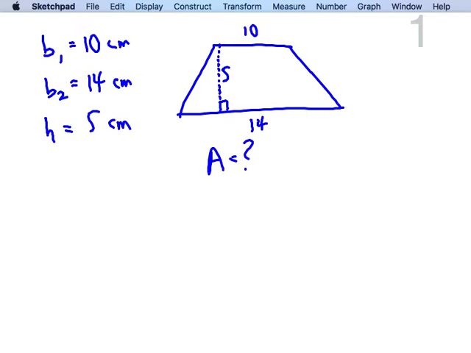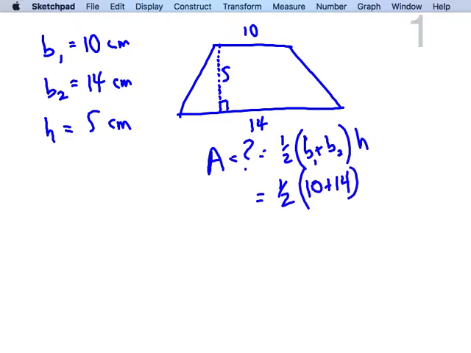Okay, should have 60, yes? Okay, what does that look like? 1/2 (B1 plus B2) all times H. So 1/2 times (10 plus 14) times 5, which would be 24 times 1/2 is 12, times 5 is 60. Units here? Centimeters squared. Okay, that's the most basic trapezoid calculation.